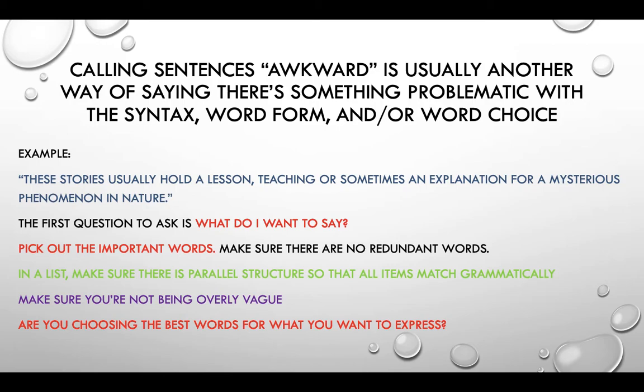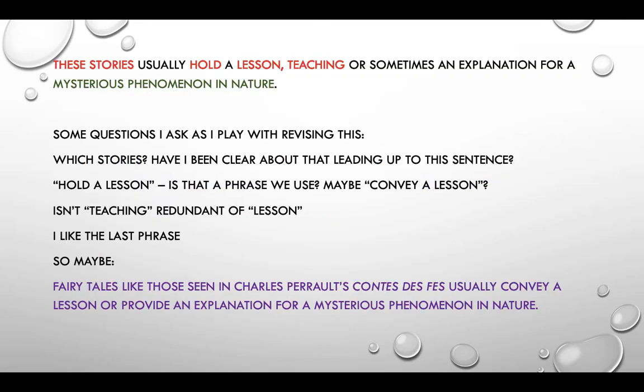Make sure that there are no redundant words. And in a list, like the one here, or maybe this is a list, I'm not sure, make sure there's a parallel structure so that the items match grammatically. So if you have a list of nouns, they should all be nouns. If you have a list of verbs, they should all be verbs. If you have a list of gerunds, they should all be gerunds. You want to make sure that any list you write is grammatically consistent throughout. Also, make sure that you're not being overly vague. What are these stories? Are you choosing the best words for what you want to express?